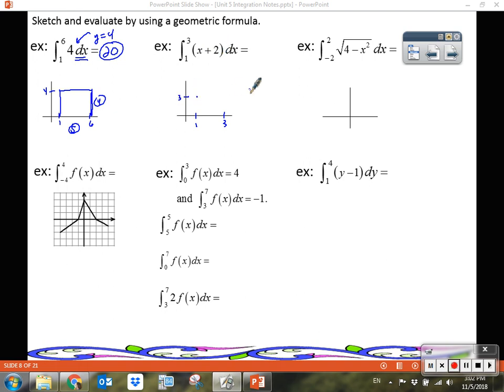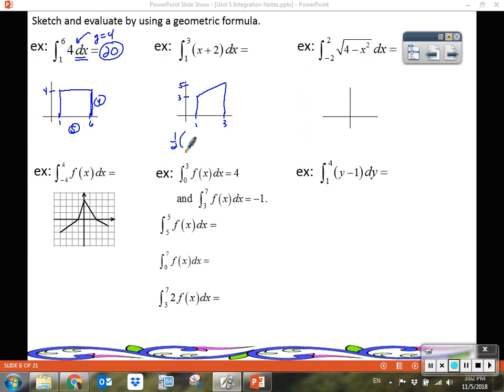So there would be a point. And then I would put this 3 in here for x, and that would give me a 5. And that would give me this point. And so I have a trapezoid that I need to find the area of. All right, so let's do that.